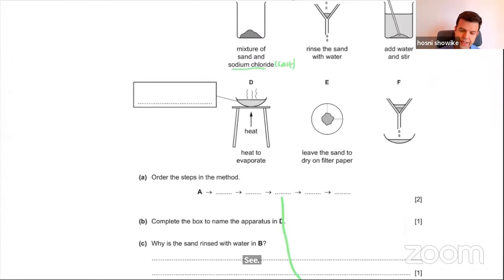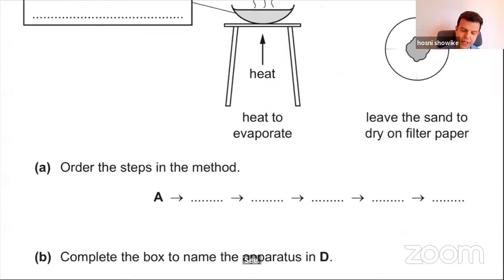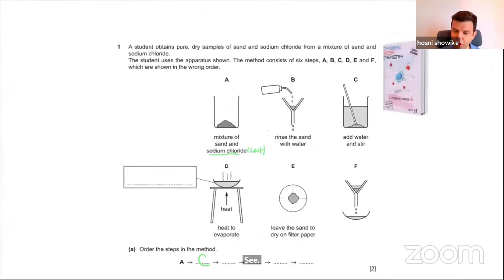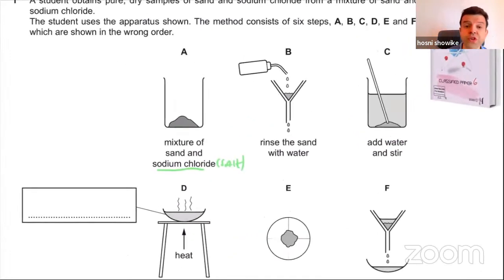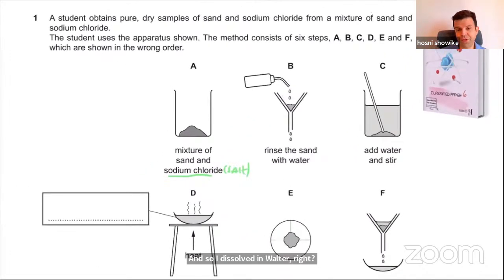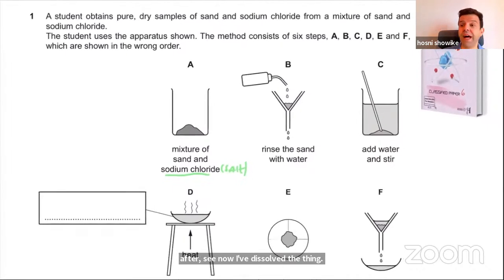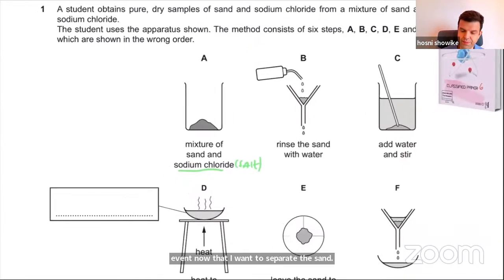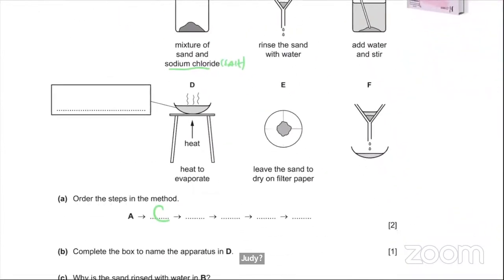So after A comes what? After A comes C. Okay. So I've dissolved in water, right? What would come after C? Now I've dissolved the thing. I need to separate the sand. So what would be the next event now that I want to separate the sand? Judy? F. Very good, Judy. So it's going to be F.